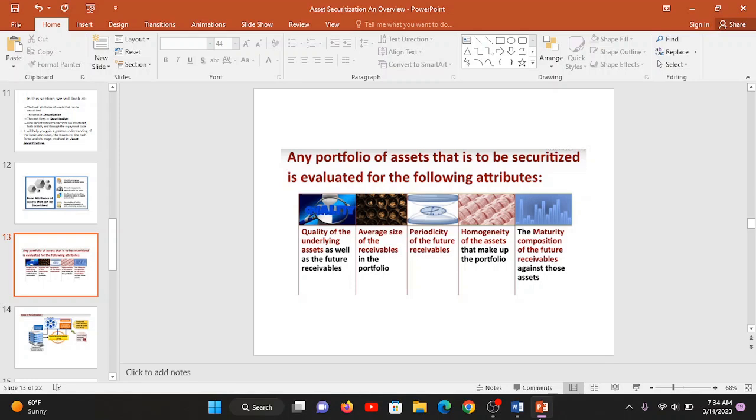And last, you see, you need to look into maturity composition of your future receivables against those assets. Let's say I'm investing my money now, so when I'm expected to get my regular periodic interval, this is one, and second is when I'm going to get my maturity. So these are the five dimensions which are to be kept in the mind of an investor, or someone who is designing this special purpose vehicle, this instrument, which is a securitized asset class.